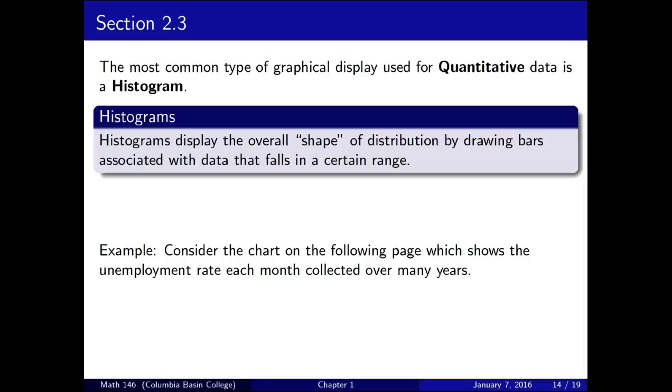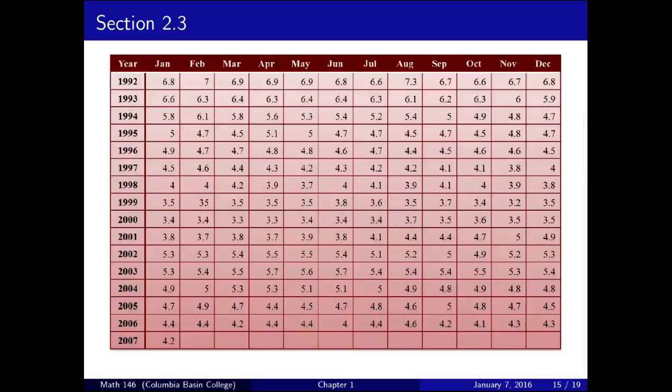Okay, so to explain how to construct a histogram and have you see how this works, I'll have you look at the chart on the next page. This is the unemployment rate for high school graduates over the course of almost 15 years. I think it is 15 years, plus a month. Every single month the unemployment rate was recorded for the United States.